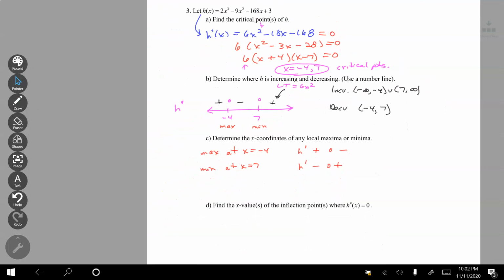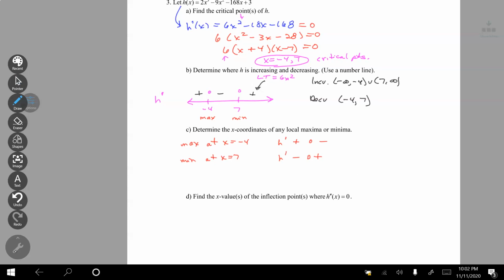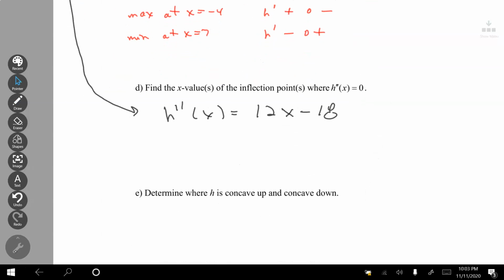Now I have to figure out the inflection point. So what I have to do, and I'm going to just do it for a second here, I need to take the second derivative. So h double prime of x is going to equal 12x minus 18. Don't take it of the red. Take it of the blue. That is the original equation of the derivative. I'm going to set it equal to 0, and I add 18, divided by 12, and I get 3/2.